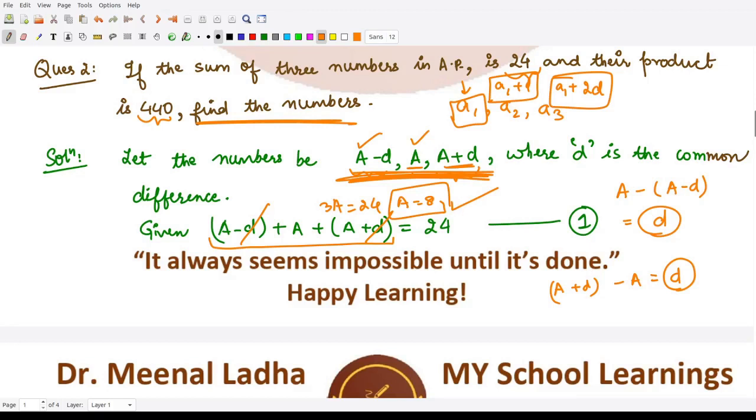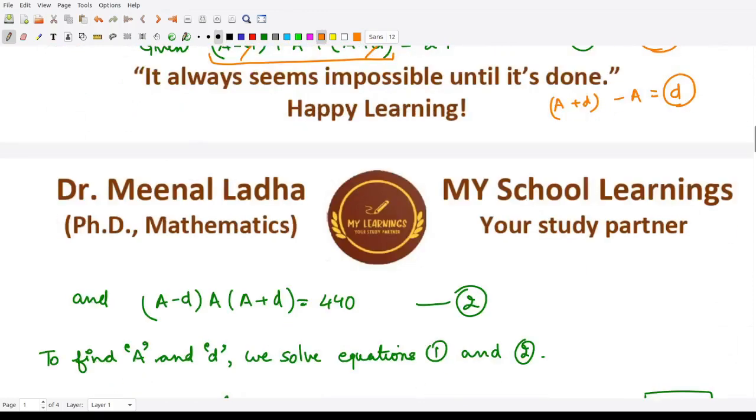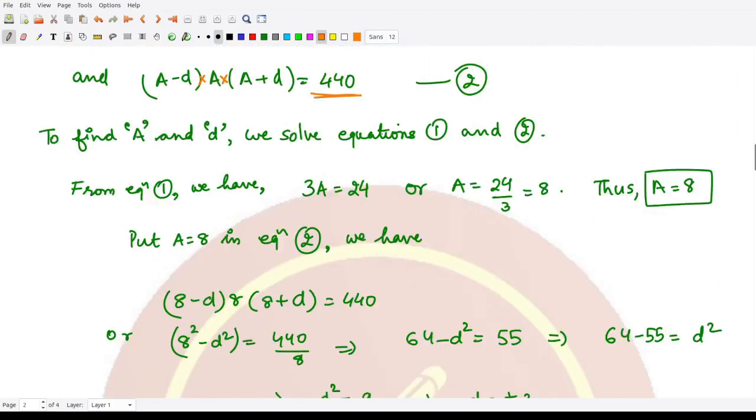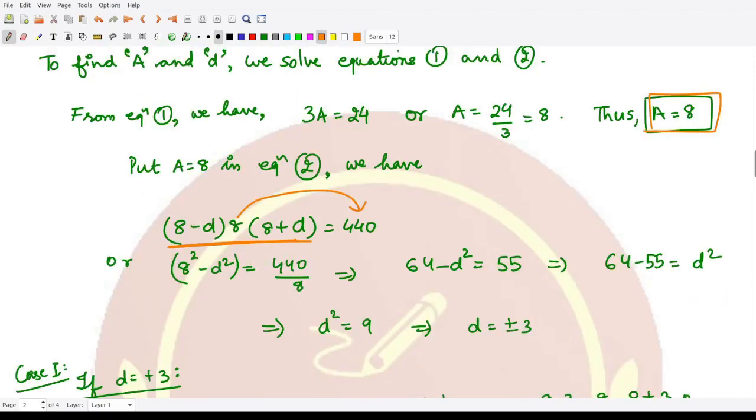Now it is also given that the product of those three numbers is 440. So that means if we multiply all the three terms together, we would have 440 as our answer. Because we know the value of A is equal to 8, we can substitute it here. So when you substitute this value of A into this equation, you would have 8 minus D, 8, into 8 plus D. So you can take this 8 to the right hand side, because here it is being multiplied, there it would be divided.